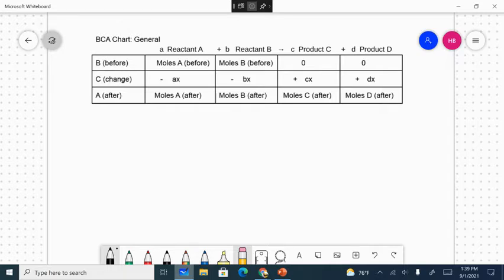So I'm going to do one more limiting reactant problem using the BCA chart for you so that you can try, one more time, to wrap your brain around it. So let's just say I'm combusting sucrose. I'm going to start with 10 grams of sucrose. If it's a combustion reaction, what's my other reactant? Oxygen.